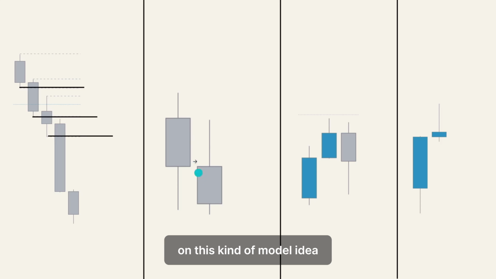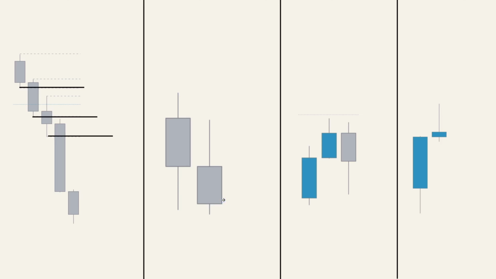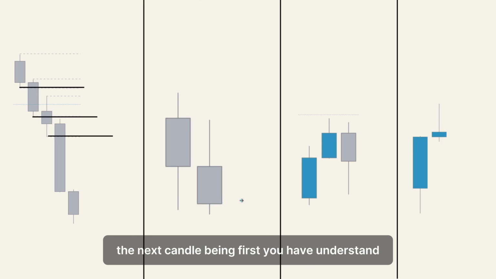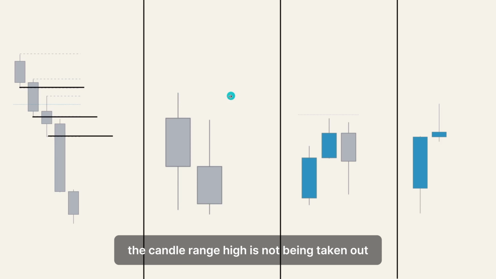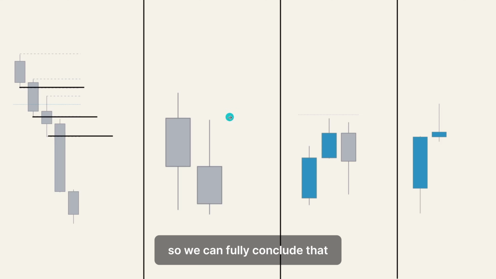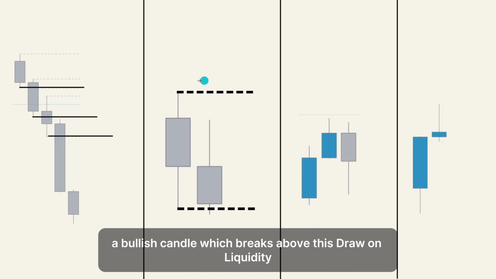Our next candle model right here, we can see the candle range high and the candle range low. From this scenario, what can we conclude the next candle being? First, you have to understand we have just stripped a previous candle range low and we just made a wick. At this point, the candle range high is not being taken out, and this still stands to be our drawn liquidity. So we can fully conclude that the next candle has a high chance of being a bullish candle which breaks above this drawn liquidity.